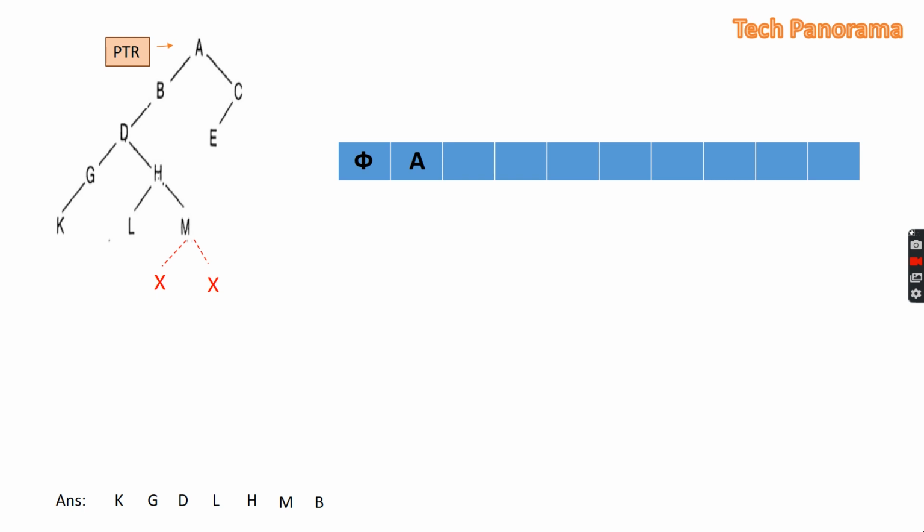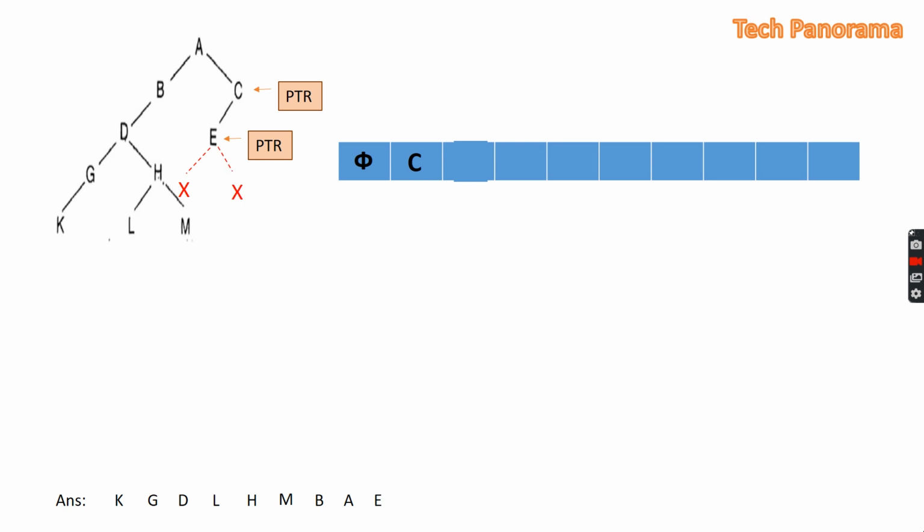As it has no right element, again we will pop the element A from the stack and assign it to the PTR. So first we will process the A, then check its right. It has a right element C, so the PTR will be assigned to C and it will be pushed into the stack. Now the C has a left child, so the PTR will be assigned to E and E is pushed into the stack. Now we will check, as it has no left, so we will pop the element E from the stack and assign it to the PTR.